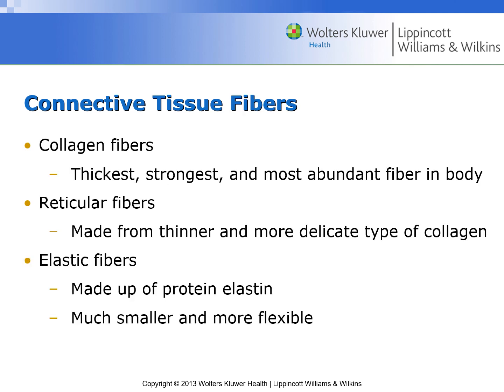Collagen fibers are the thickest, strongest, and most abundant fiber found in the human body. Reticular fibers are made from thinner and more delicate types of collagen. Elastic fibers are made up of the protein elastin, and they are much smaller and more flexible.